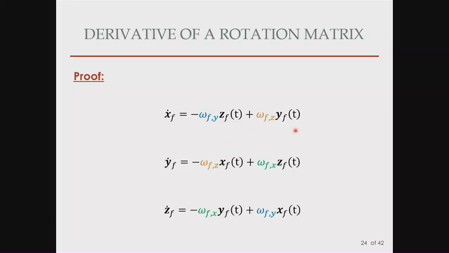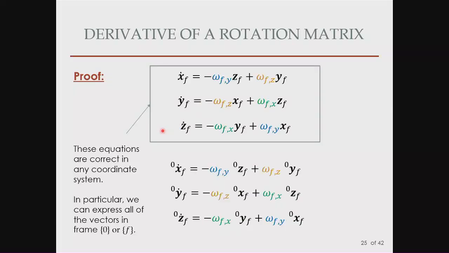Now, these vectors, x_f dot, which is a vector, z_f, which is a vector, y_f, which is a vector, I can express them in any coordinate system, right? So just like I did here, I can express them in frame 0, for instance. Okay? So this is what we are going to do here.